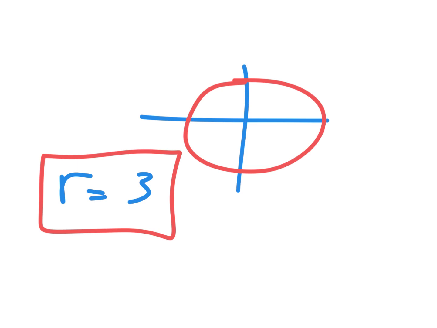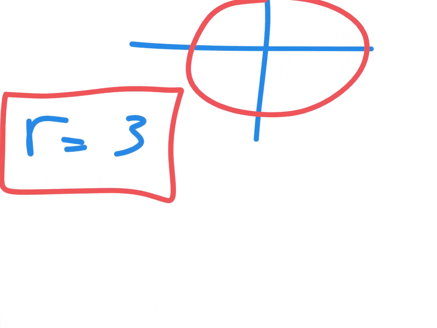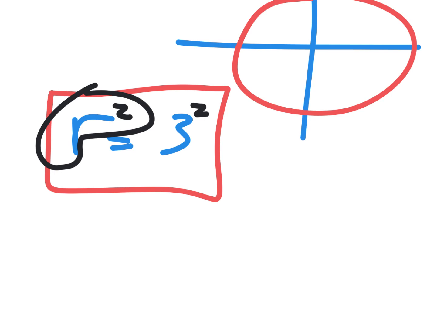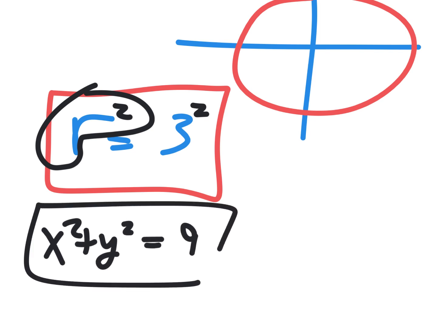Okay, so here's a trick that I think you're going to like. Would you agree that I can square both sides of an equation? Cool. Now, r squared is 9. And do you agree there's a nice clean thing we can replace r squared with? What's r squared equal to? X squared plus y squared. And 3 squared is 9. Isn't that a nice clean equation?